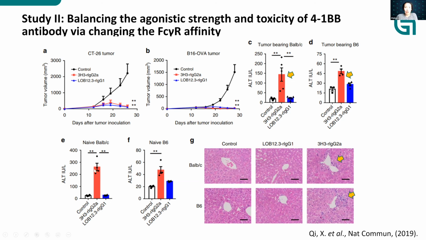At the same time, they also show that using just a wild type BALB/c or a wild type B6, the high affinity antibody can still elicit a liver toxicity effect. This shows the Fab region is actually irrelevant in terms of eliciting the adverse effect.